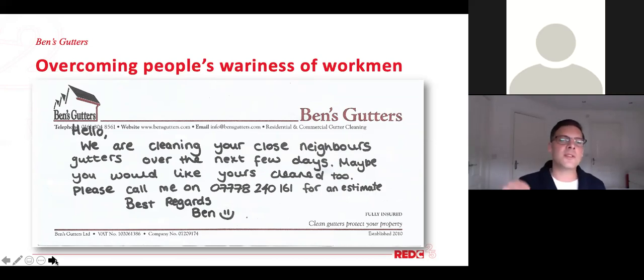But also, I think the style of handwriting is quite clever. I think people are quite wary of workmen coming to the house. And I think there's something about the trouble they've gone to to make this look like a handwritten letter, I think is quite clever. It's just about softening this faceless organisation's proposition, and making it easier for people to respond.